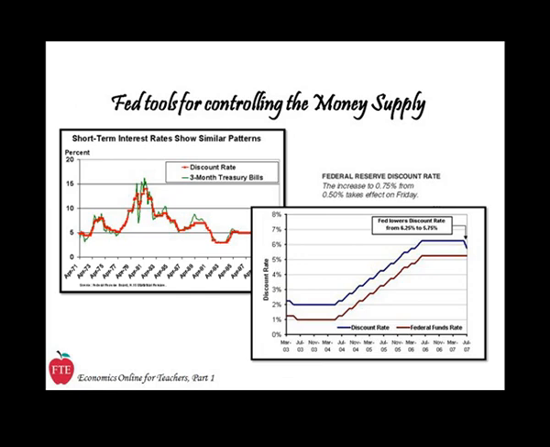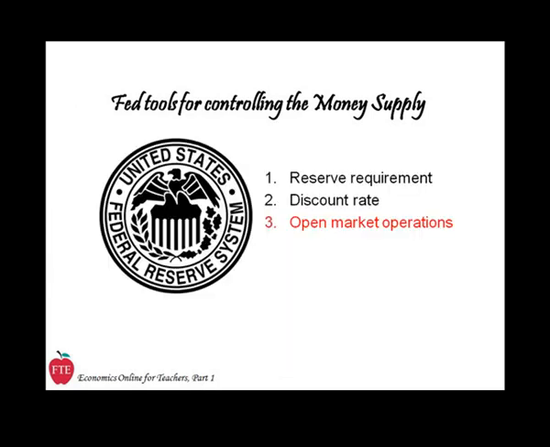So when the Fed eases or tightens the discount rate, it sends a signal to the banking system as a whole. And while it doesn't have direct control over those other interest rates, the Fed can target them through its open market operations, which is the third and most important tool for managing the money supply.